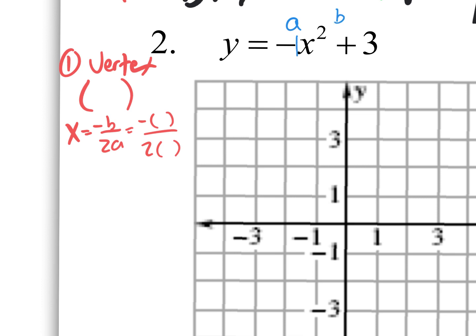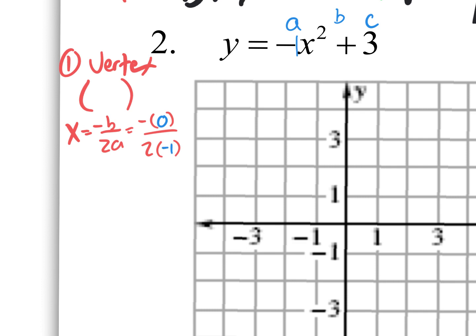B is always in front of x. And notice there is no x in the middle. There is no bx term. So what does that tell you about b? B is 0. And of course, c is 3, but 3 is not even in the formula, so who cares? But the reality is you need to know that b is 0 because there is no x term in the middle. So that's a 0 right there. And the a value is -1. So you put a -1 right there.